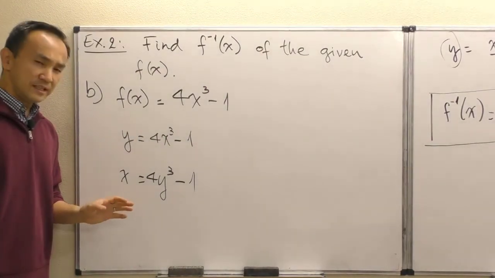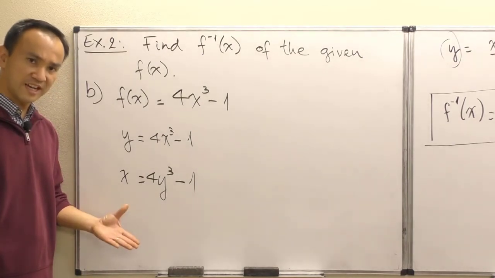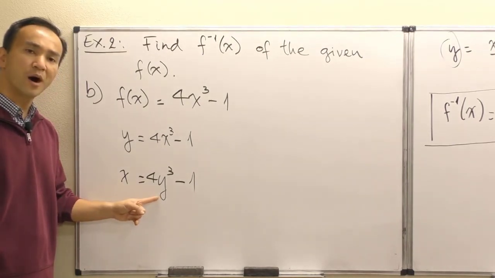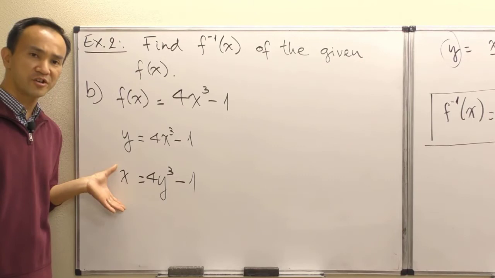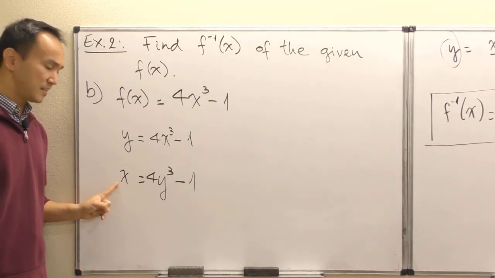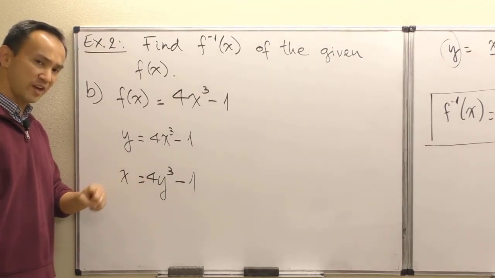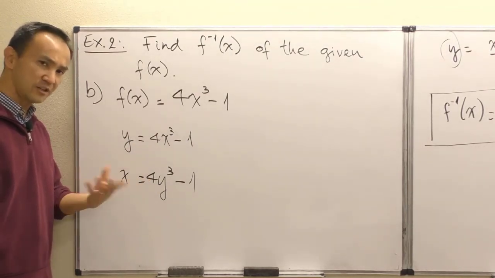Okay, so now the third step is to start solving for y. We're going to start solving this equation for y. Because right now, in the way the equation reads, x is an expression in terms of y, but we want y as an expression in terms of x. That's why we need to solve for y.